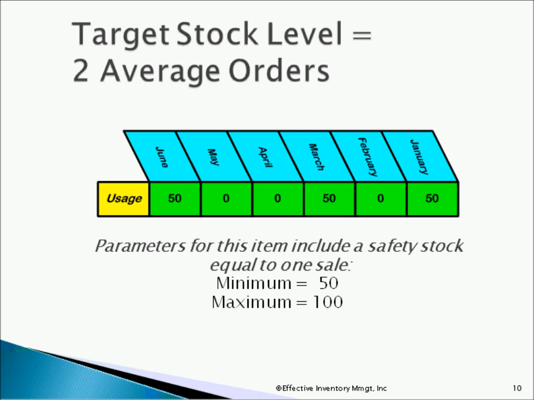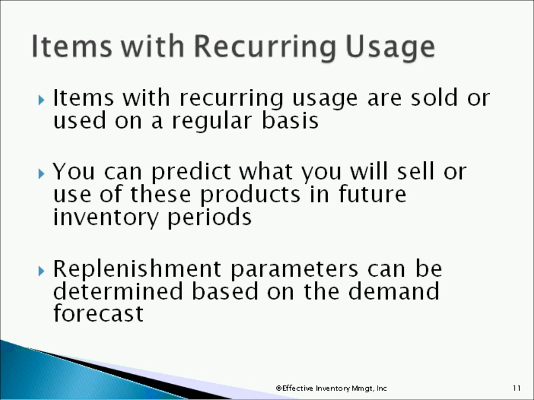Now, one of the nice things about items with sporadic usage is that they tend to remain items with sporadic usage for a long period of time. You don't have to look at these items every month. Usually, if you look at them once or twice a year and modify the parameters, you'll be fine. This allows us to spend more time maintaining our items that have recurring usage. These are the items that are sold or used on a regular basis.